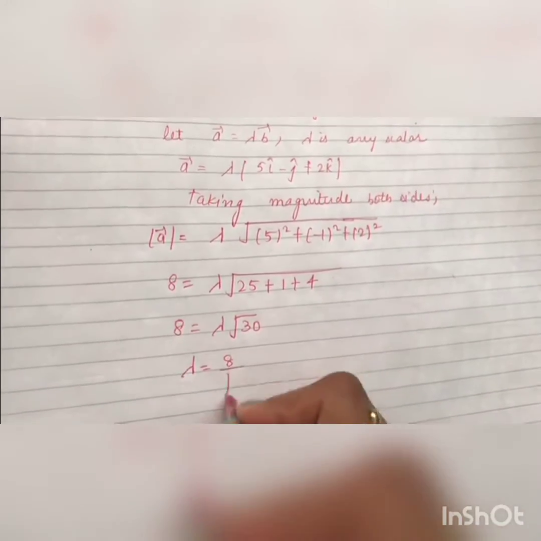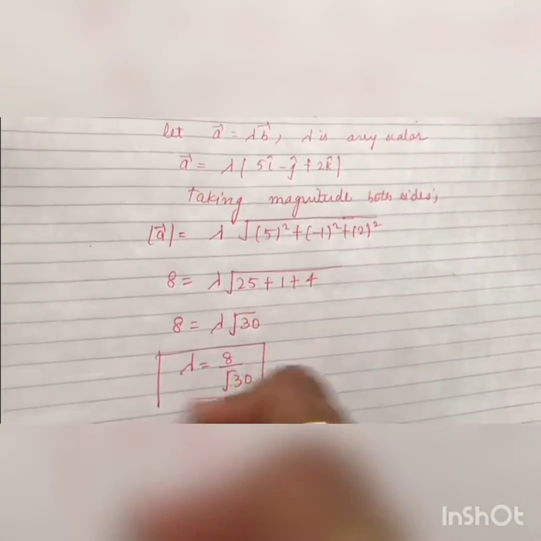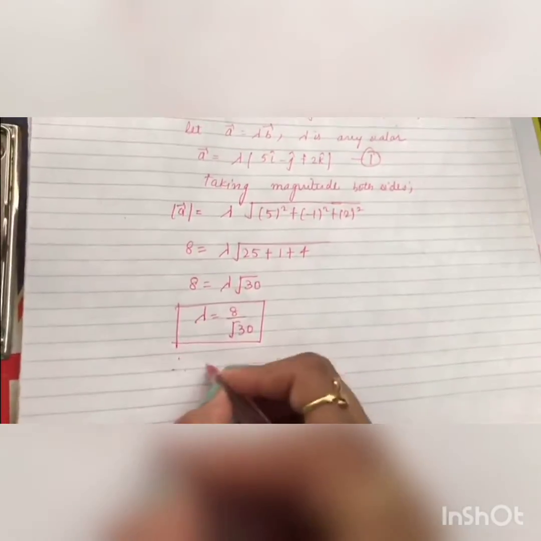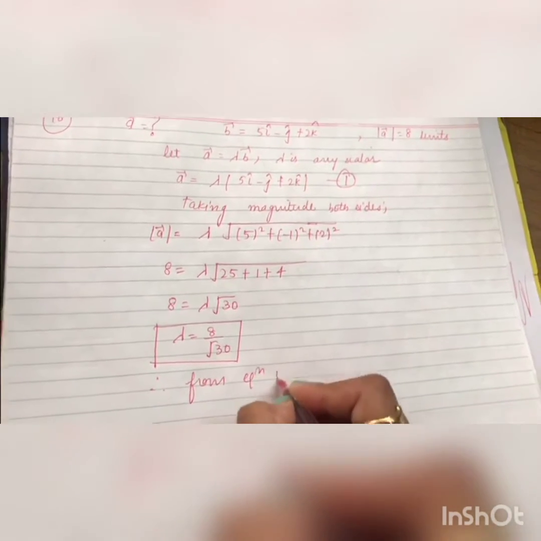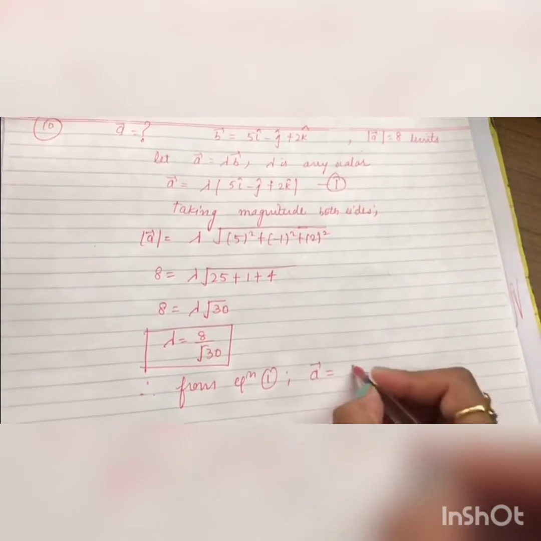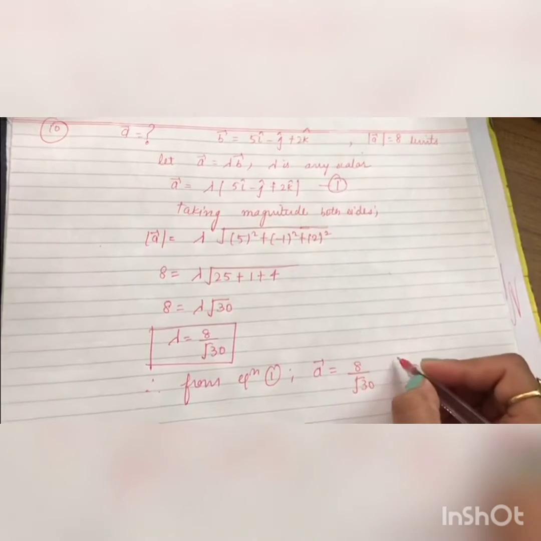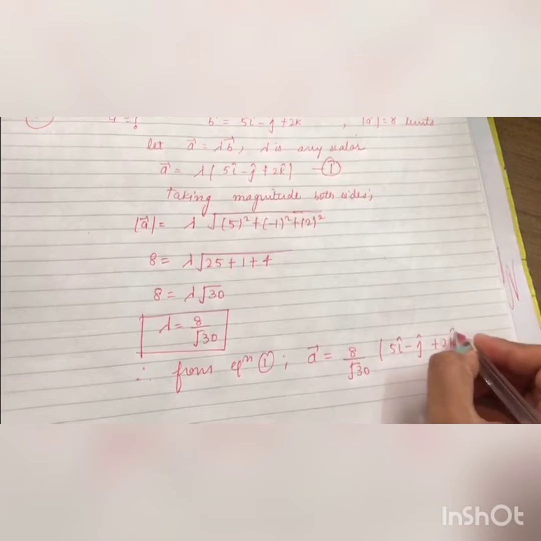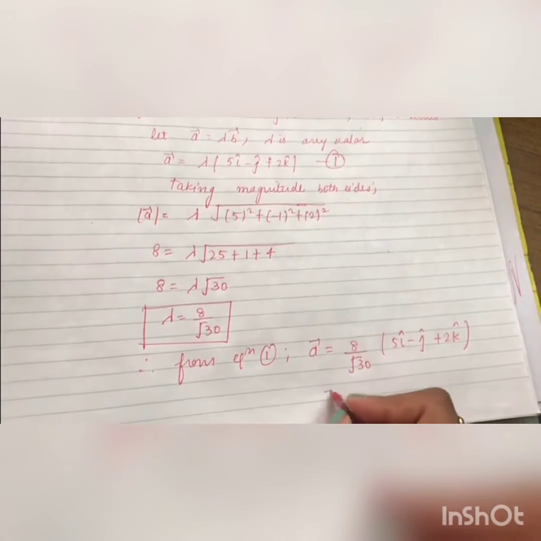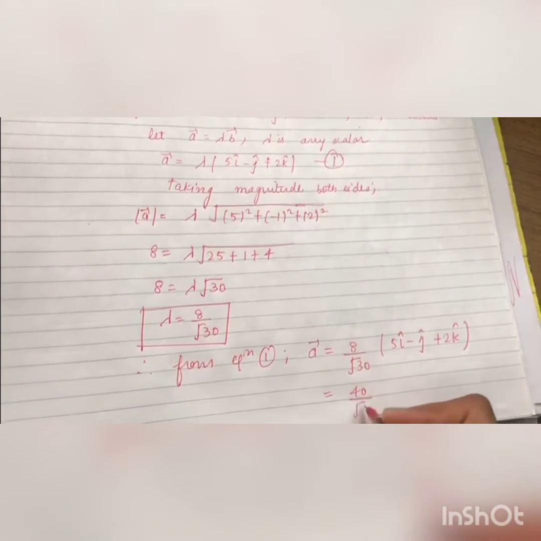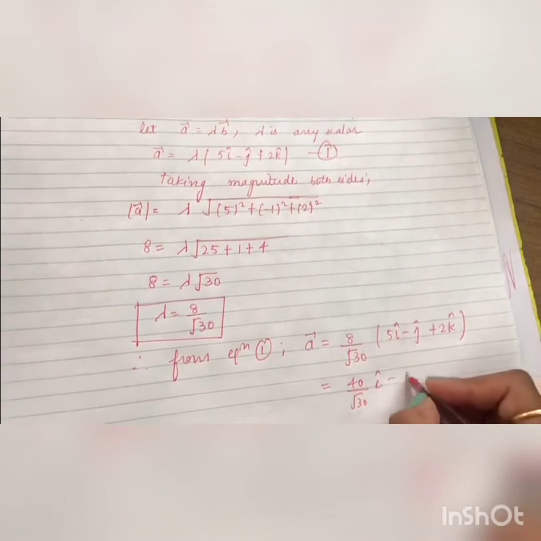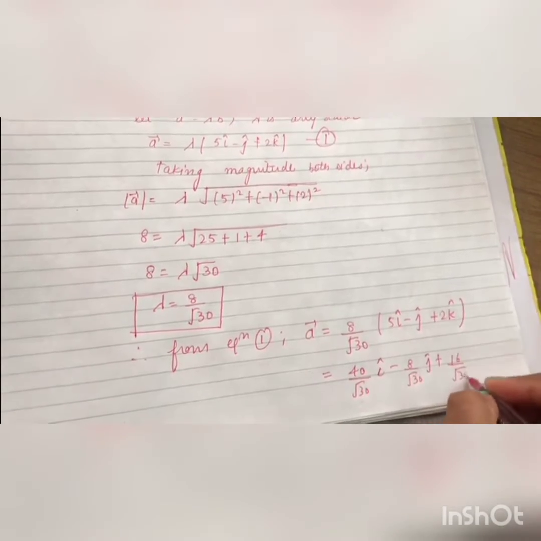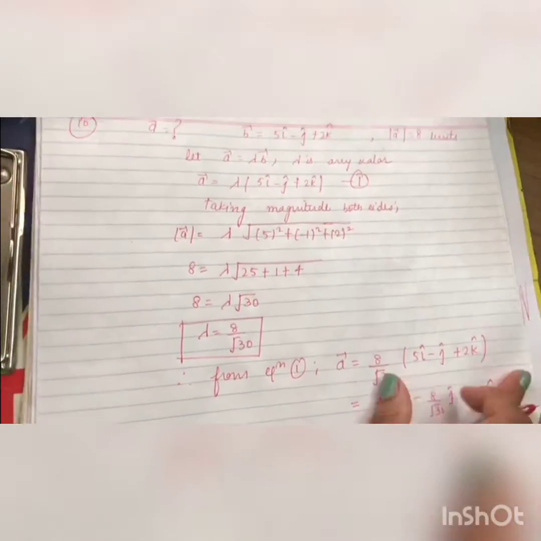Which implies lambda is equal to 8 upon root 30. So this is the value of lambda. You have to substitute in equation 1. Therefore, from equation 1, we have a vector is equal to lambda, that means 8 upon root 30 into 5 i cap minus j cap plus 2 k cap. Either you can leave it up to here or you can open the brackets: 40 upon root 30 i cap minus 8 upon root 30 j cap plus 16 upon root 30 k cap.